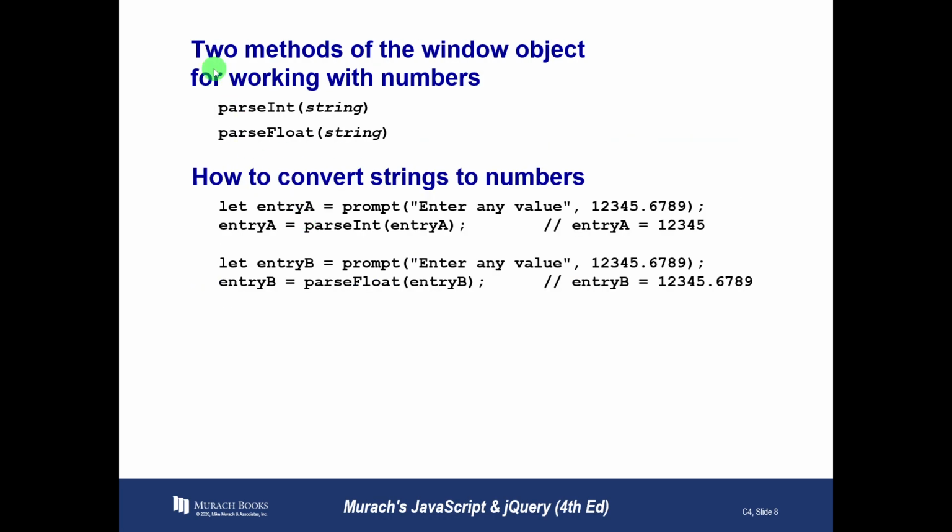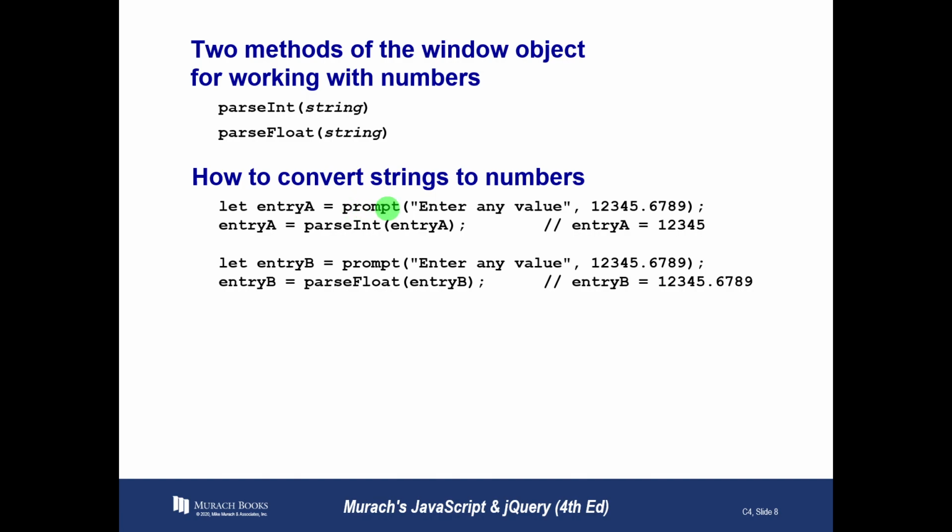Here's two more methods of the window object. We have parseInt, and parseInt will take a string value and convert it to an integer. parseFloat will take a string value and convert it, or parse it, to a floating point value. Let's look at an example here of a couple ways we can use parseInt and parseFloat.